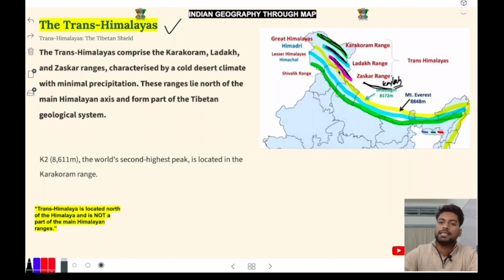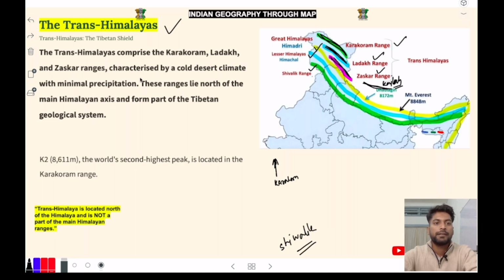Now see, north to south: north Karakoram, then Ladakh, then Zaskar. They will give this type of question in the exam hall: in Trans Himalaya, arrange the following ranges according to north and south. So the northern part Karakoram, then Ladakh, then Zaskar, then Kailas. And we have Greater Himalaya, then Lesser Himalaya, then Shivalik. So if you want to make an arrangement from north to south, at the top comes Karakoram, and at last it will be Shivalik.